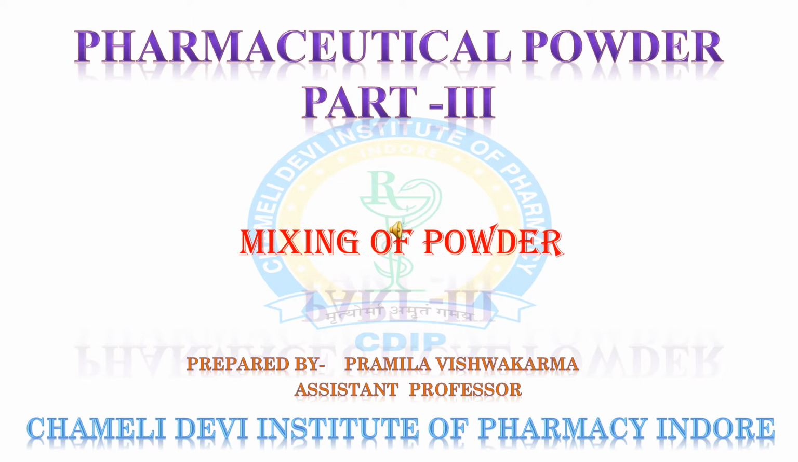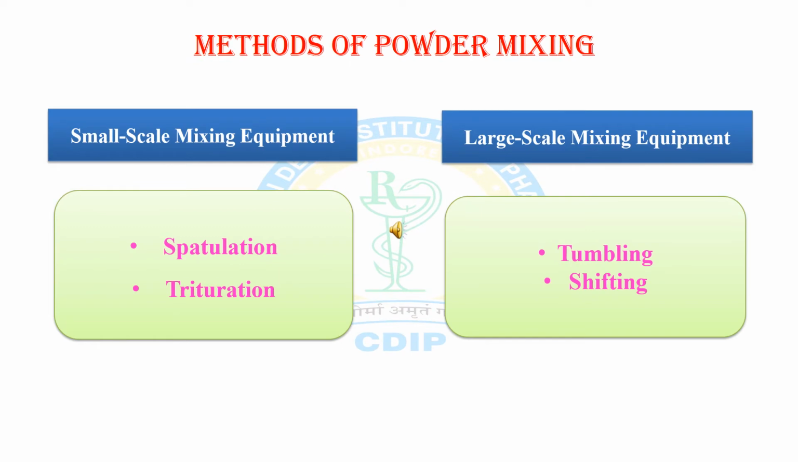So today I am here again with a topic, pharmaceutical powder part 3, which contains methods of mixing of powder. When we dispense or prepare a powder dosage form, there is a requirement of mixing of API, active pharmaceutical ingredient, with other additives. So in this presentation I am going to discuss different methods of mixing for powder dosage form. So let's start it.